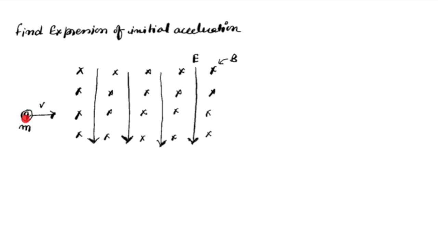So here is a charge q which is entering to the right side with a speed of v, and the mass is also given, small m. It is entering a region where the electric field is going from top to bottom, like these arrows, and with the crosses I'm showing the magnetic field. Both are uniform and constant, they are not changing as it passes through. What we need to find, remember, is the initial acceleration.